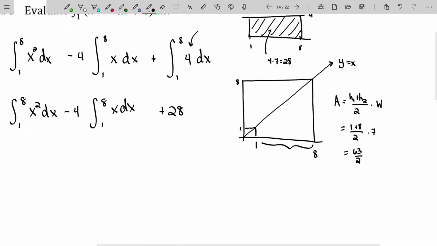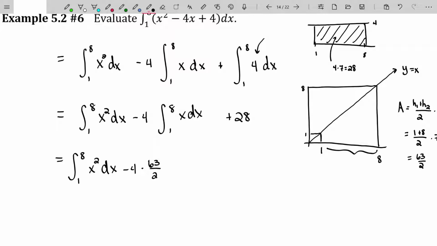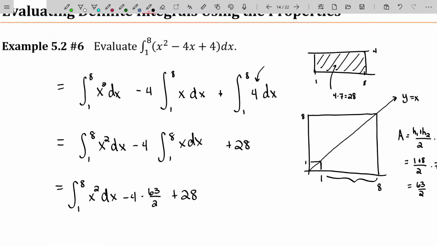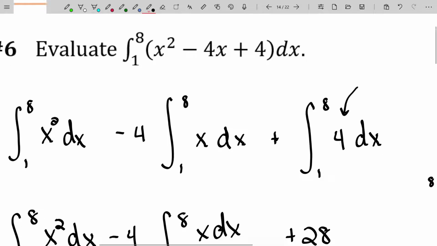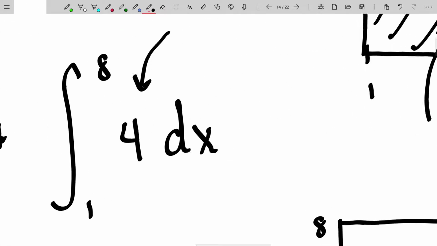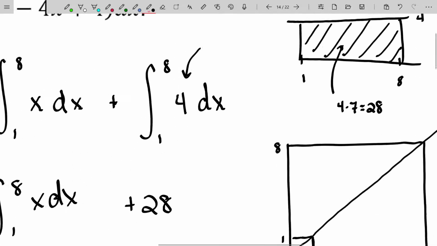So notice how quickly we start pulling apart this definite integral into much easier computations. Times 63 halves plus 28. So I used a property of definite integrals to pull this apart. I used another property of integrals really to say the integral from 1 to 8 of 4 is just 8 minus 1, which is 7 times 4, which is 28.